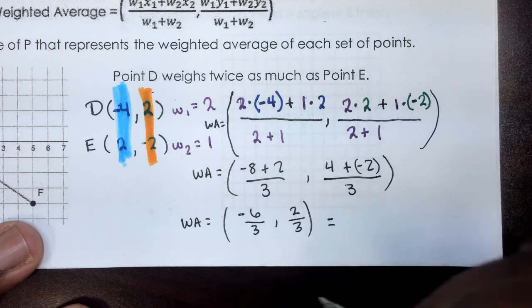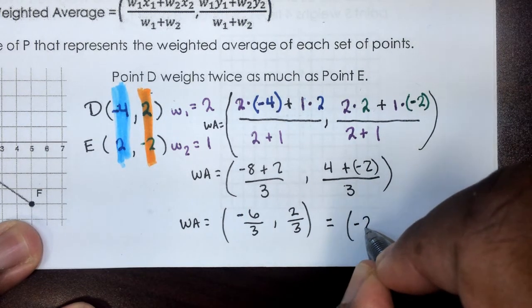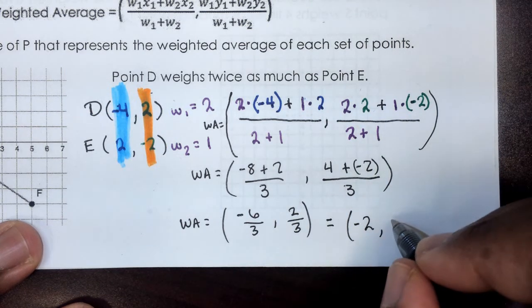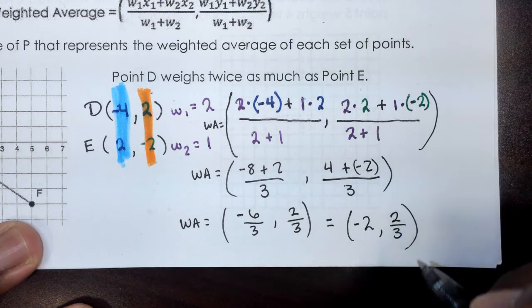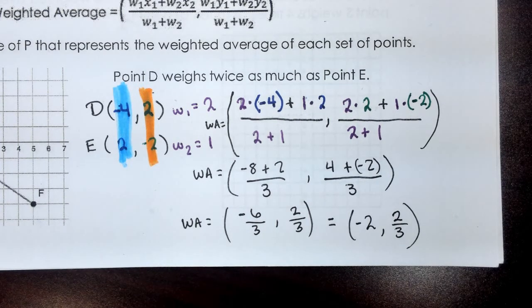In simplest form, -6 divided by 3 is -2. So -2, comma. And then 2 over 3, you can't simplify that anymore. It's just 2 over 3. So that's the answer I would give, -2, comma, 2 over 3, for my point for the weighted average.